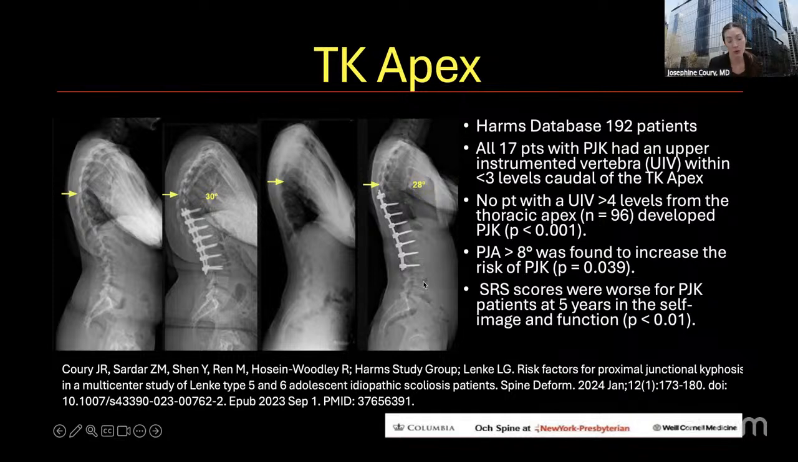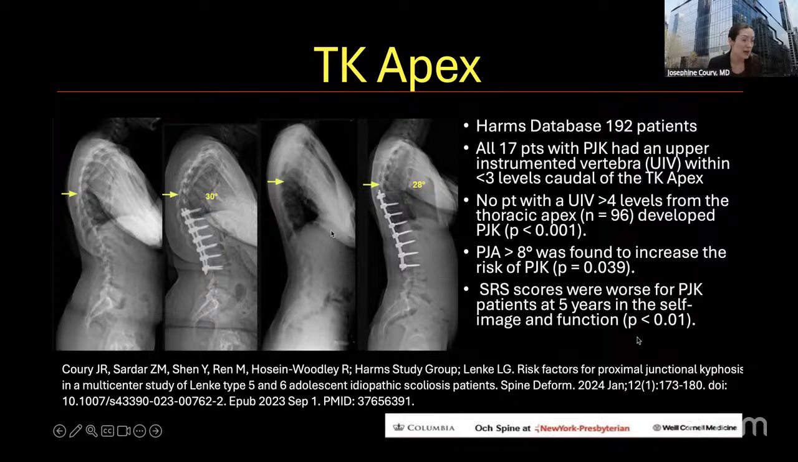So it's also important to pay attention to where your UIV is on the sagittal plane in Lenke 5 and 6 curves, because we did find in this study, although frequently people say that radiographic PJK is not always symptomatic, that at 5 years post-op, because this had a 5-year follow-up in the HARMS database, these patients had significantly lower self-image scores and function scores on their SRS scores. So although they're not coming in saying that they have back pain and that they're symptomatic, these patients feel much worse about themselves and cite lower function when they have radiographic PJK in their thoracic spine.